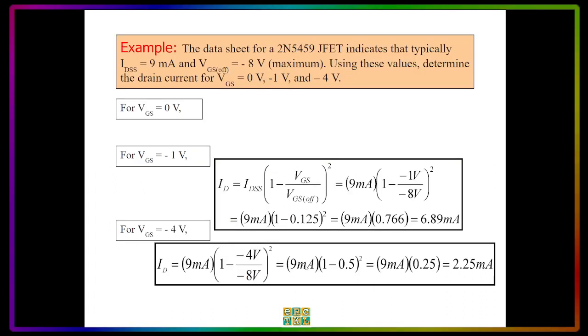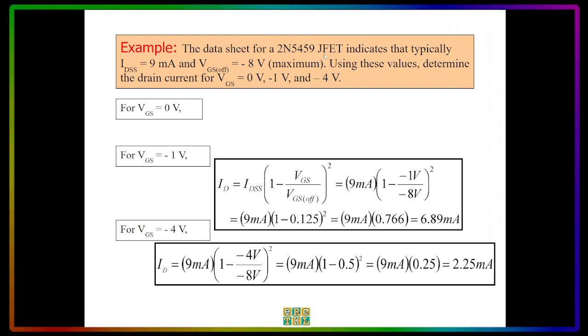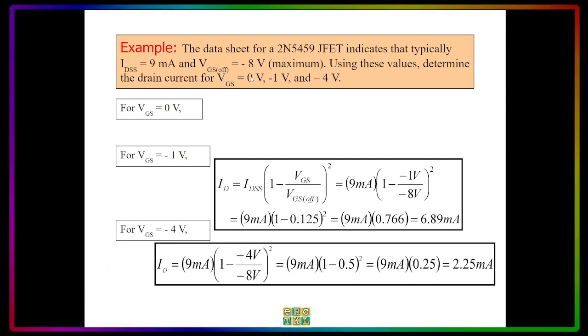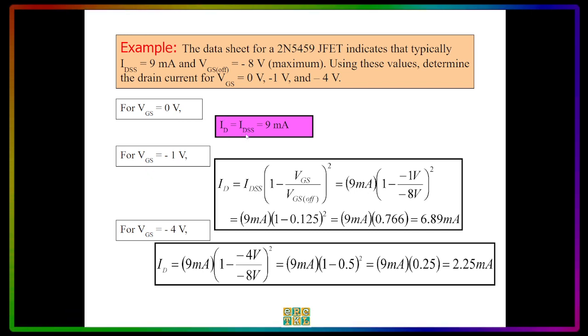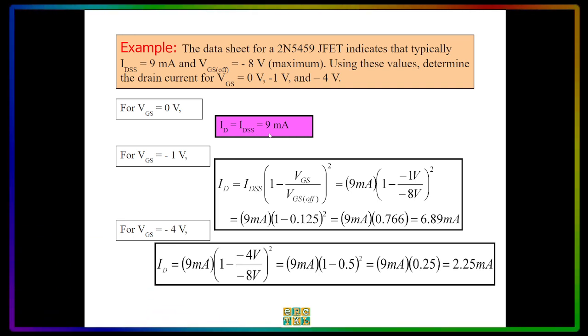Now let's say another example here, that we have a data sheet of the 2N5459 JFET. This indicates that typically the IDSS given in the data sheet is 9 milliamperes, and the VGS(off) equals minus 8 volts maximum. So using these values, we will determine the drain current. Of course, for VGS equal to 0 volts, the ID will be equal to IDSS, which is equal to 9 milliamperes as given in the question.